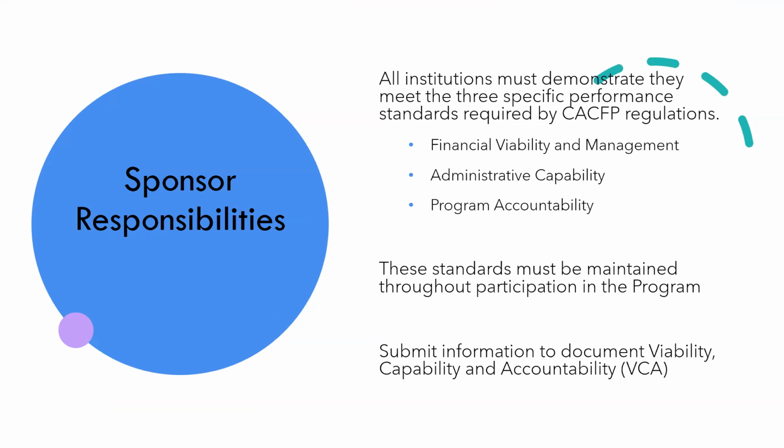So there are three performance standards that are required by CACFP regulations: financial viability and management, administrative capability, and program accountability. These standards must be maintained throughout participation in the program. Sponsors must submit information to document viability, capability, and accountability. Right now, you have been filling out the form on the annual application. That's what we're using for now, and moving forward, things may change a little, but we'll definitely let you know on that.